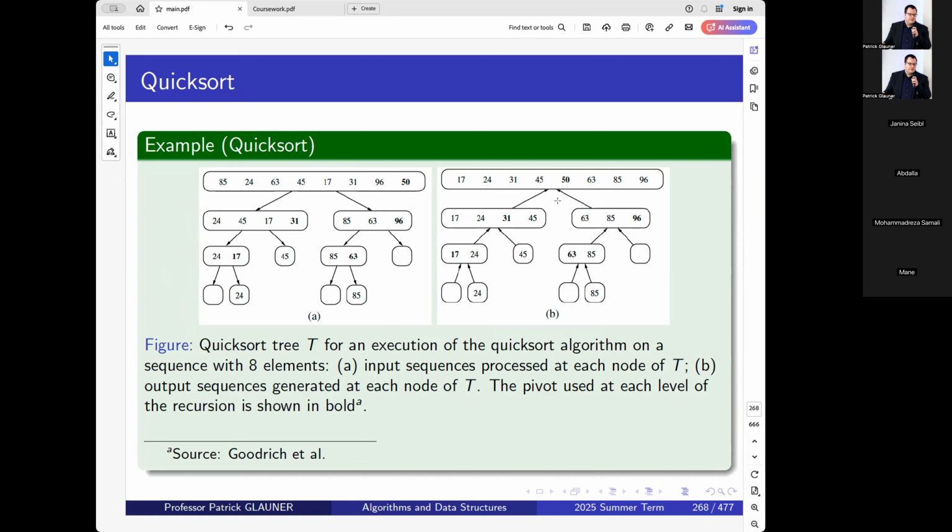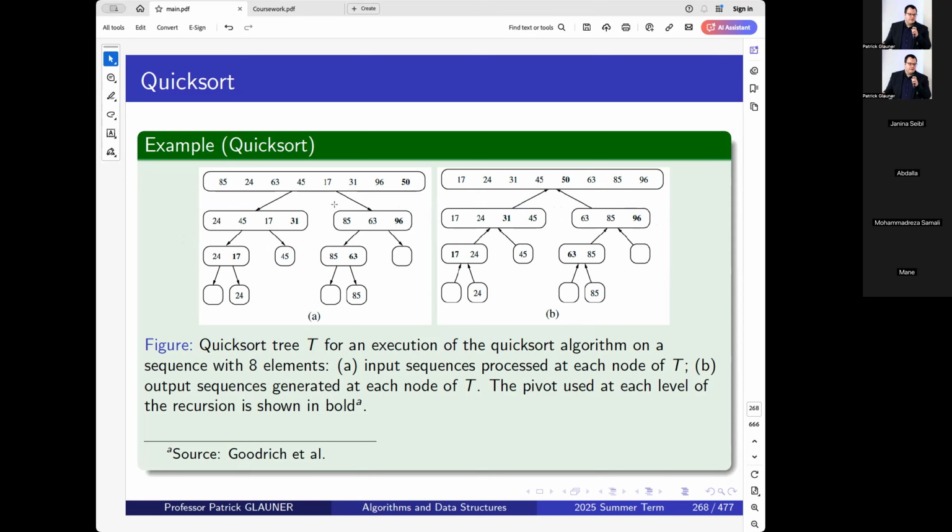And then we are putting all of this together. So we had this sublist here, and we had the pivot 31 and split it into one sublist 24 and 17, and the other sublist 45. The 17 and 24 are now in order, and we put all of this together again by picking the left list, which is the 17, 24, then the pivot, and then the right one, which is the 45.